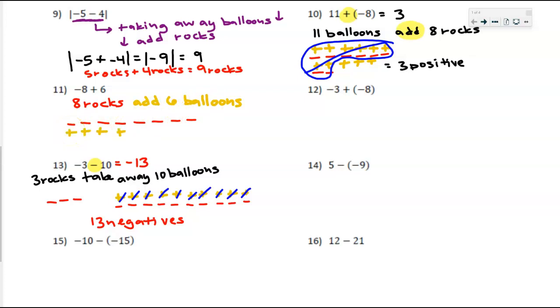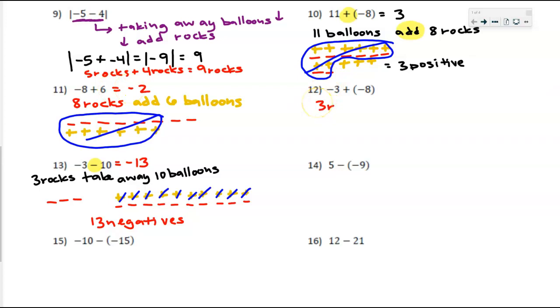Each time I draw a balloon, I'm going to place it right below a rock so that I can see positive and negative, positive and negative. All of these are zero pairs. And it leaves me with 2 negatives that did not zero out. So this is equal to -2.